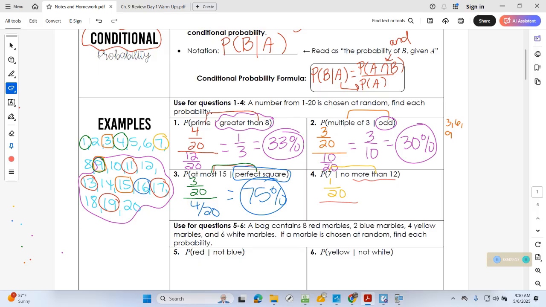You can't go over 12. So we're looking at 1 through 12. How many numbers are there, 1 through 12? 12 out of our total 20. Okay, divide that out. I like it, 8.3%. Got it.